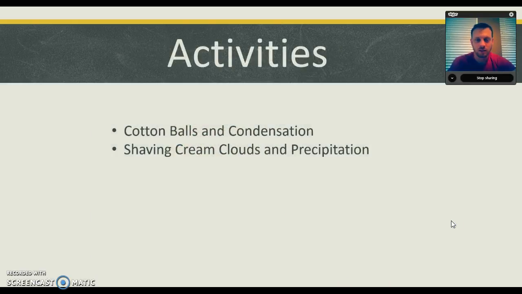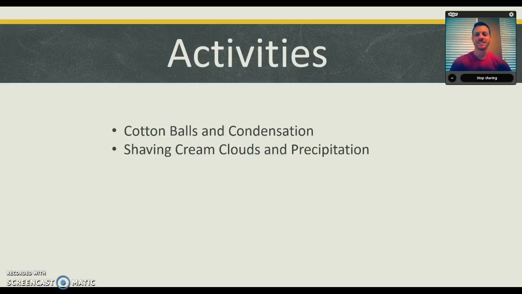Now we're going to do 2 activities. Our first activity is going to require the cotton balls that we have set out and the little cup with the light blue water. So there's just a little bit of water. And it's the light blue one, not the dark blue one.